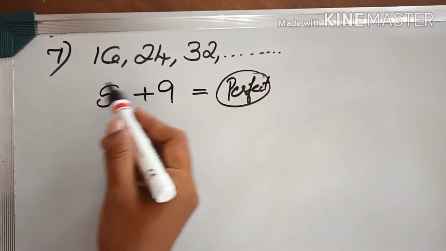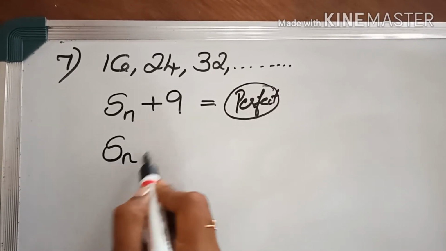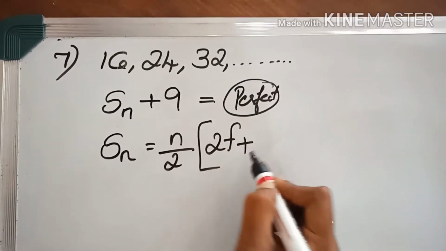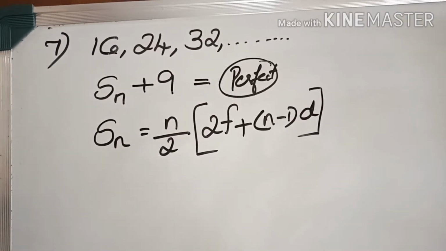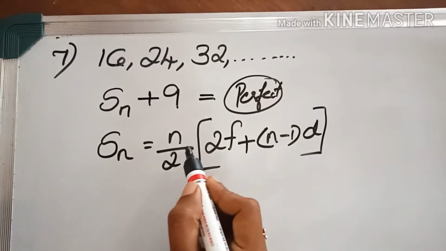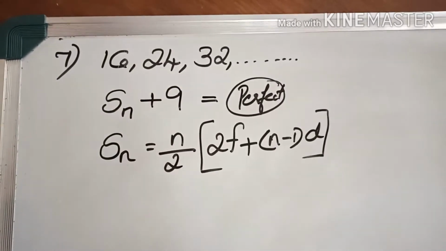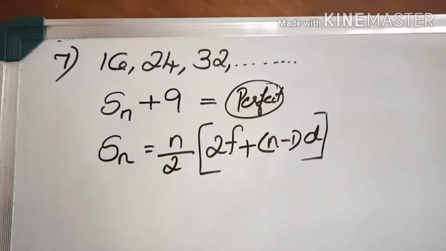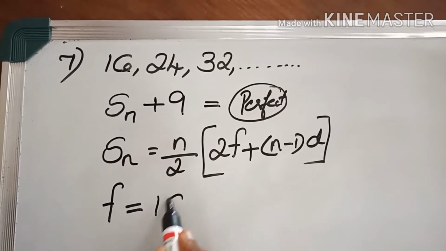So for that, in order to find the sum, what is the equation? Sn is equal to n by 2 into 2f plus n minus 1 into d. This is the equation to find the sum of n terms. We don't need to find n, because it is an algebraic expression, so we can take n as n itself. Now we need the first term and common difference. What is the first term here? In this sequence, the first term is 16.